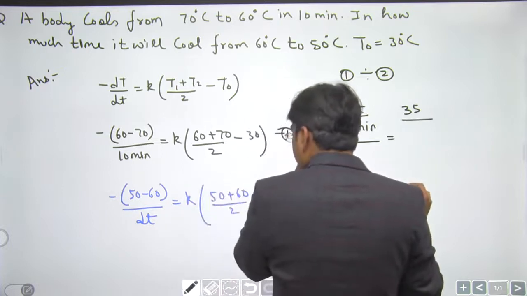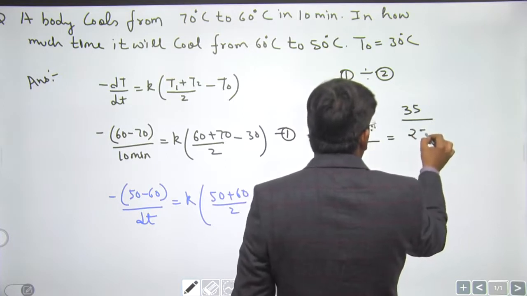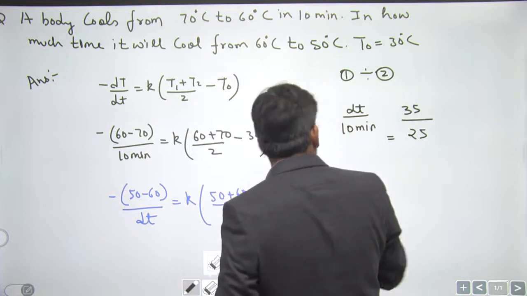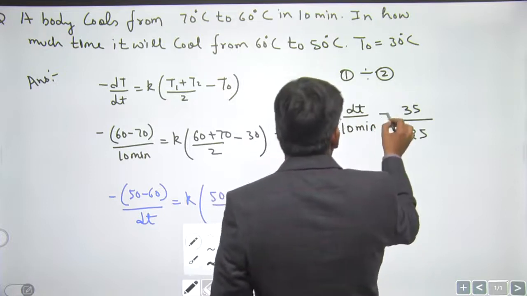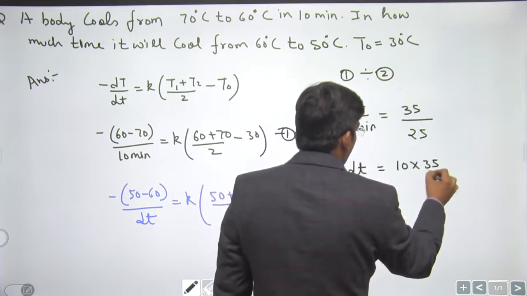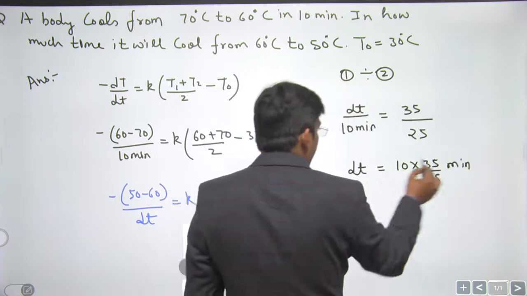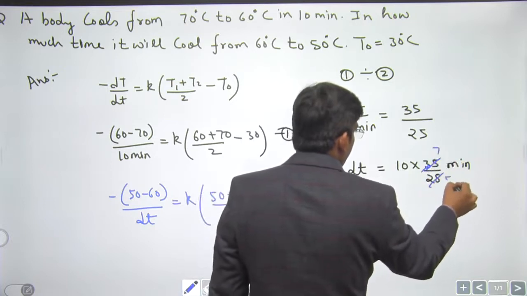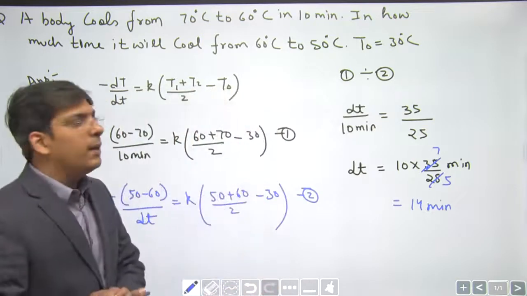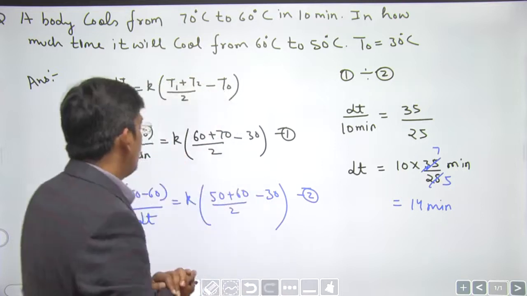over 110 by 2, that is 55, 55 minus 30 is 25, okay, right, dear students. So we have got the answer here clearly. You can get the value of dt here. dt is 10 into 35 by 25 minutes. You can cancel: this is 7, this is 7, this is 5. So we are going to get 14 minutes as the answer, dear students. So initially the rate of cooling is more, and gradually the rate of cooling decreases. Right, dear students, kindly note down.